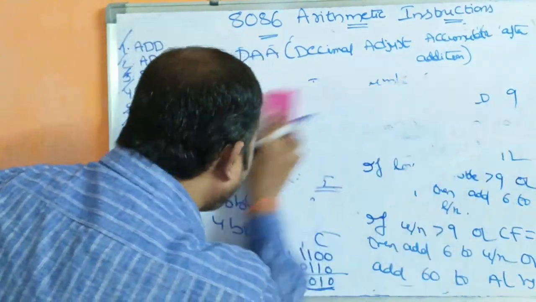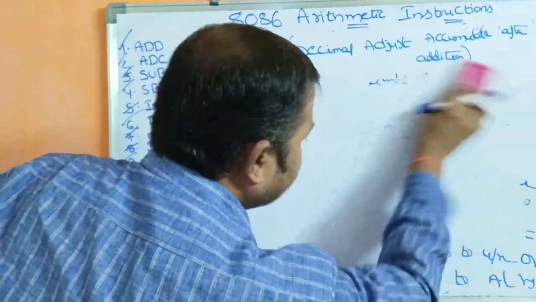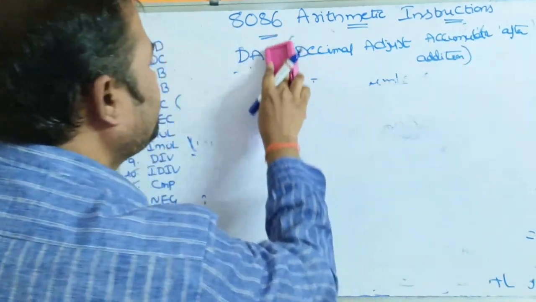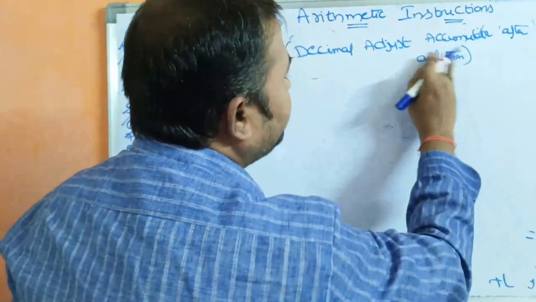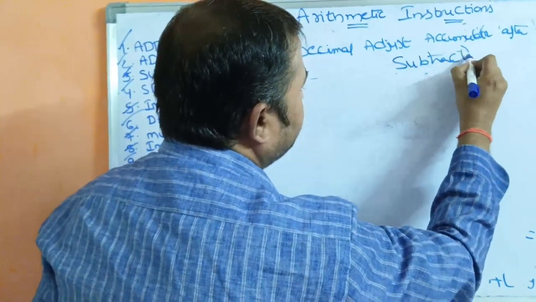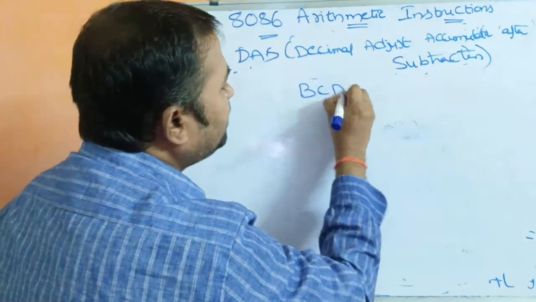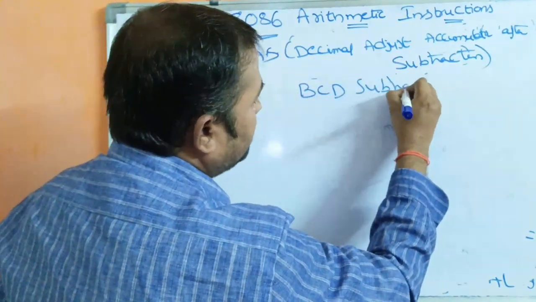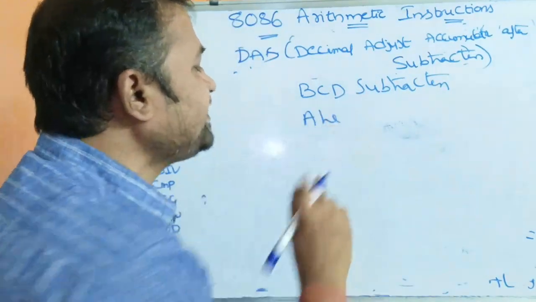DAS is similar to DAA only. Here the same procedure we have to follow. DAS stands for decimal adjust accumulator after subtraction. This instruction is mainly useful for BCD subtraction. Here also the result will be changed in AL.